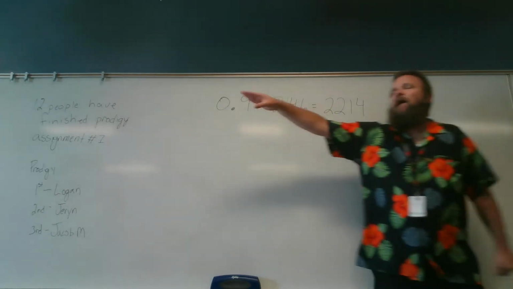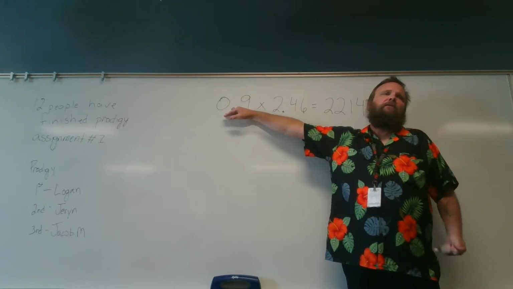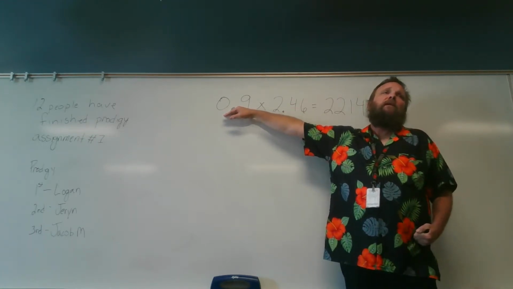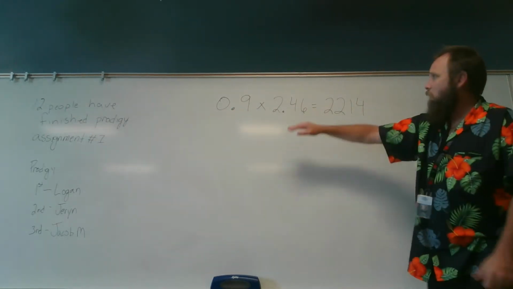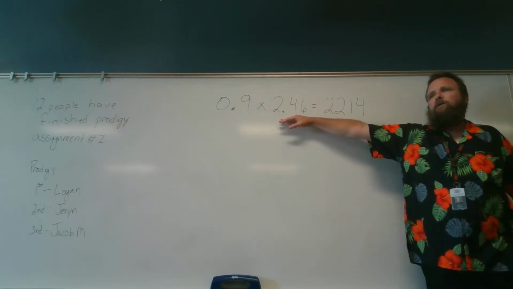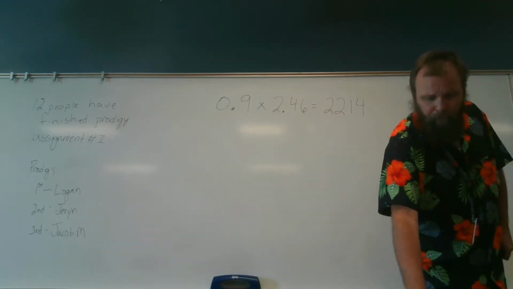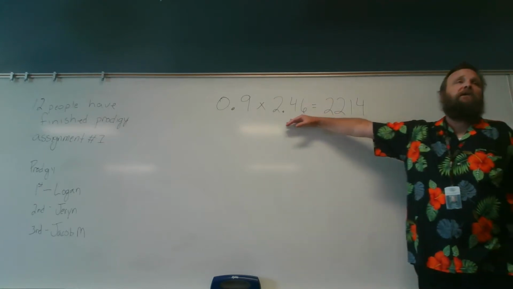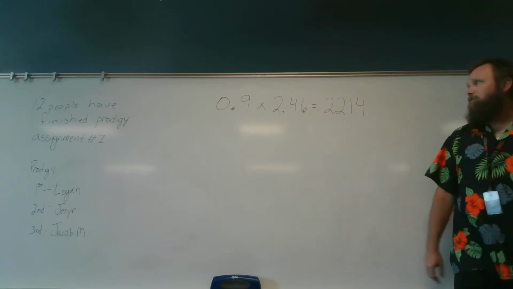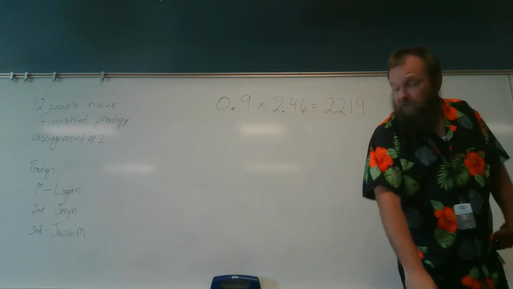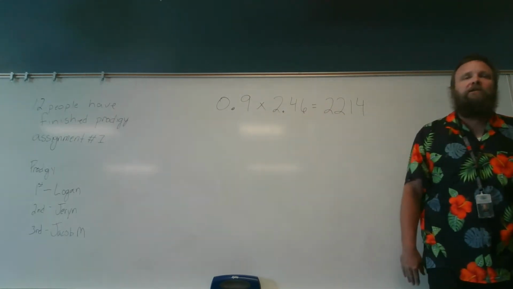Aiden, how do you say this factor? Zero and 9/10. Good job, Aiden. Zoe, how do you say this factor? He has it in here already. Natalie, how do you say this factor? 2 and 46 hundredths. Good. So we have 0 and 9/10 multiplied by 2 and 46 hundredths.